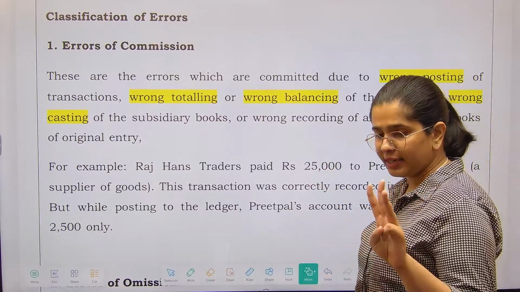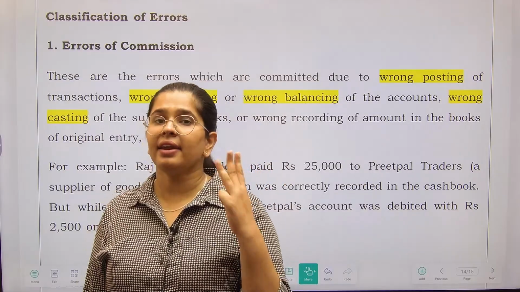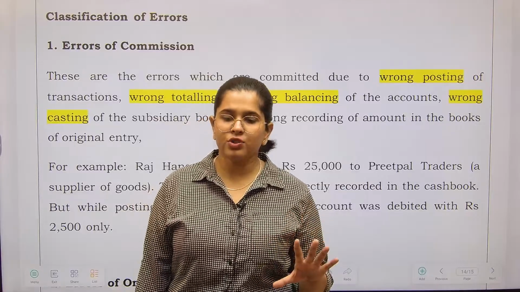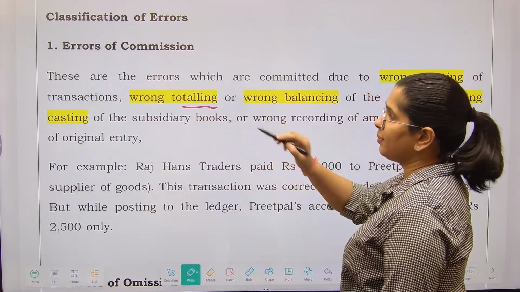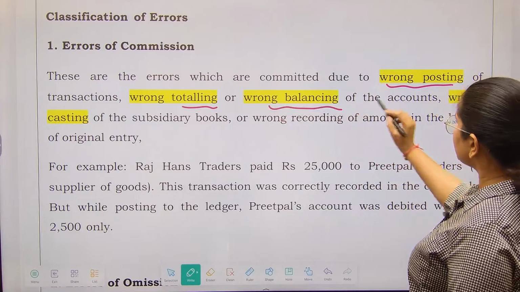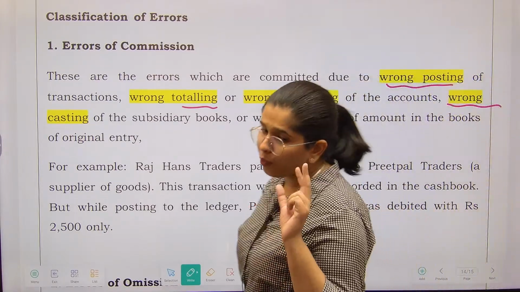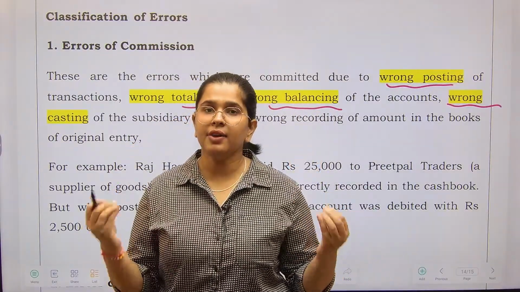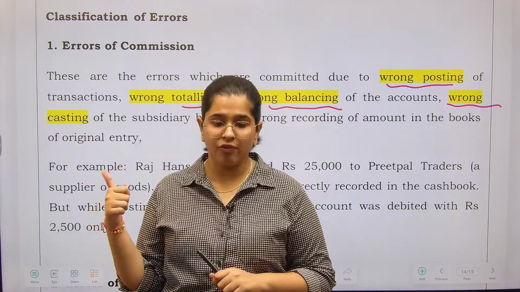So there are three kinds of errors: errors of commission, errors of omission, and errors of principle. ठीक है, I'll tell you in brief. So errors of commission can be related to wrong totaling, that means the arithmetical problems, wrong posting, wrong balancing, wrong casting of the subsidiary books. Errors of omission मतलब आपने पूरा ही omit कर दिया. You have completely forgotten to record the transaction, right? That is errors of omission.